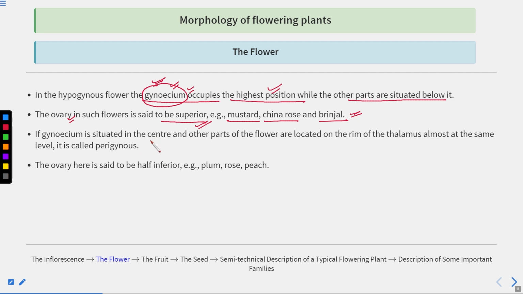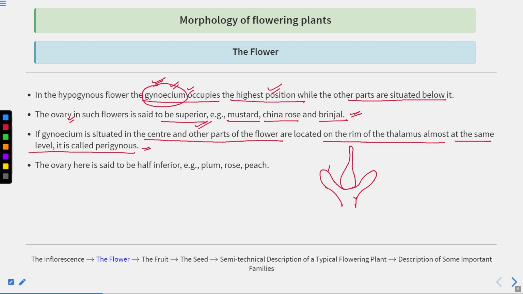If the gynoecium is situated in the center and other floral parts are located on the rim of the thalamus, almost at the same level, then it is called perigynous. Okay, you must have seen that, it is like this. The other floral parts are present at the rim of the flower. So this is showing the perigynous. The ovary is said to be half inferior. In the case of perigynous, the ovary is half inferior; plum, rose, and peach are the examples.